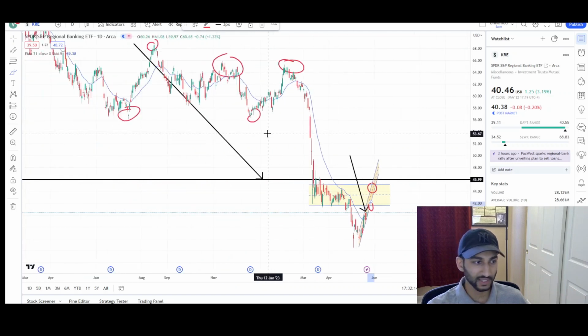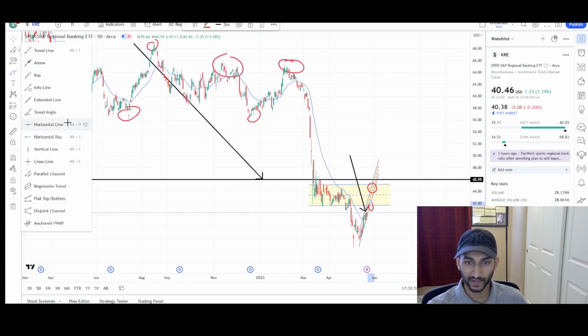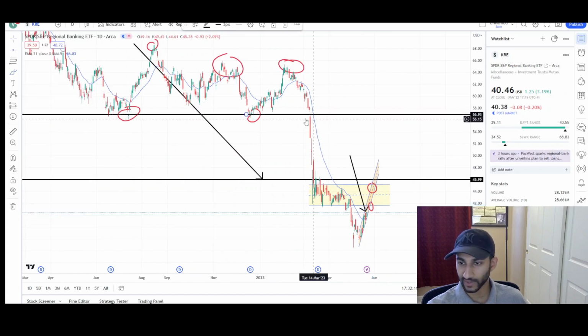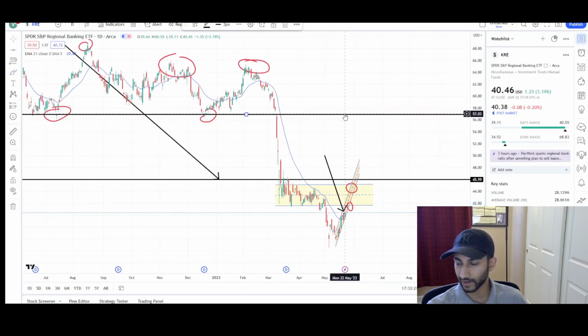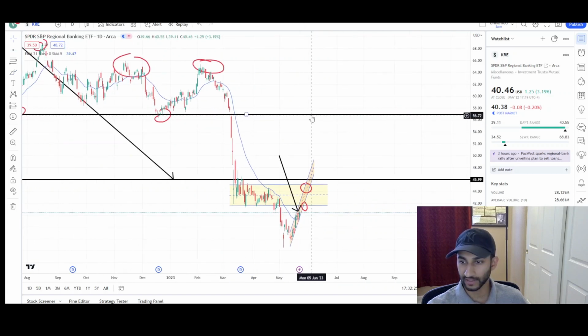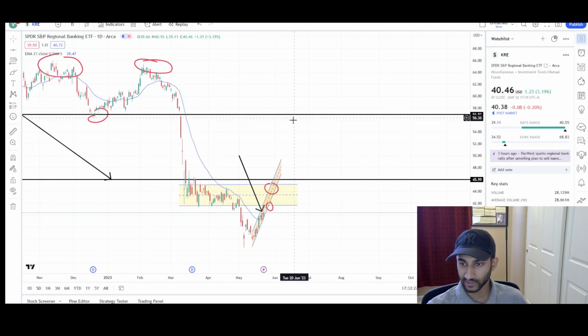Eventually price might come back to this level right over here, because that was a strong breakout that we have not tested, which is right around the 57 level. So we could get that in the future. But right now, since that's so far away, we've got to look at the more recent price action first.